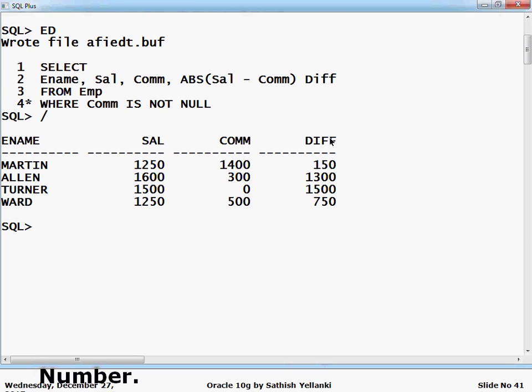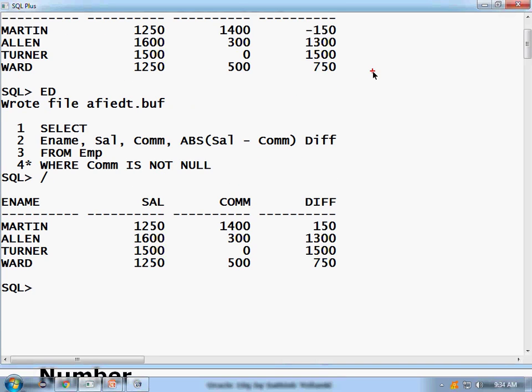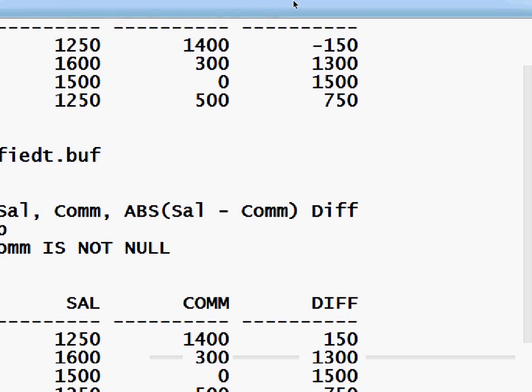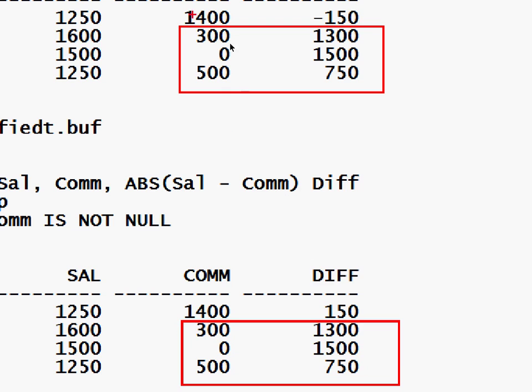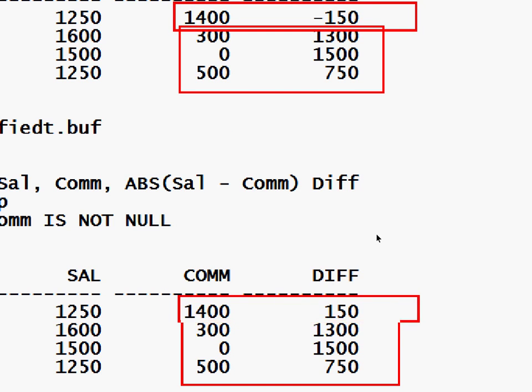Because we are not interested in the sign of the number. So here, generally, what beginners will think is that positive numbers are returned as positive numbers, and a negative number was converted into a positive number. Now this is happening just because you are seeing the minus sign here.